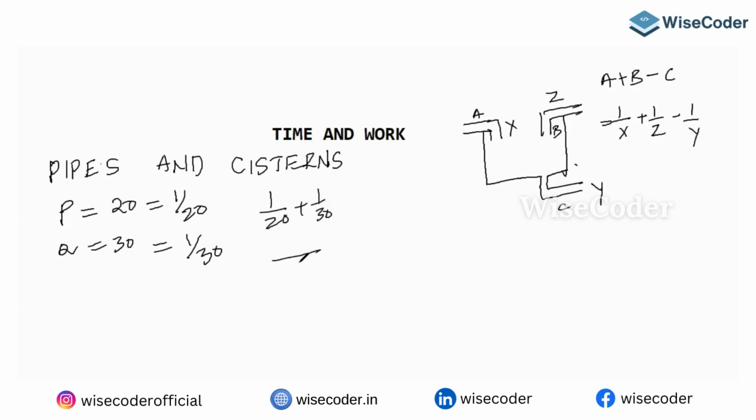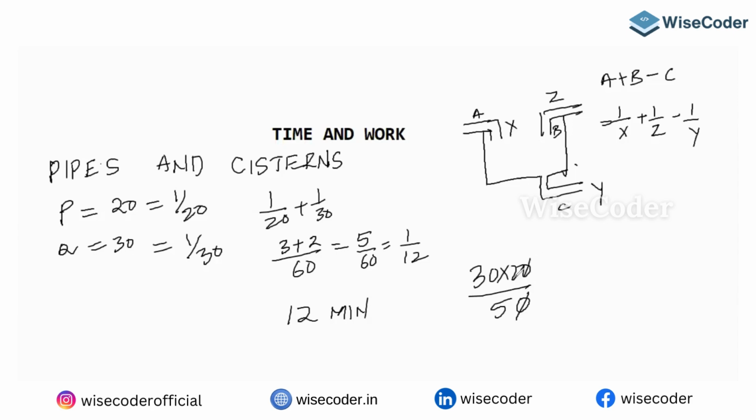So then the LCM is what? 60. So 20 how many times? 3 times. 30 how many times? 2 times. So that is 5 by what? 60. Yes or no? So that means 1 by 12. So if they are working together, in how many minutes the tank gets filled? 12 minutes. Yes or no? 12 minutes. Or you can say like this also, product of the minutes by sum of the minutes. So 30 into 20 by 30 plus 20 is what, guys? 50. So 0 will get cancelled. Again 60 by 5, that will give you what? Again 12 minutes. Everything is same like that particular question only.